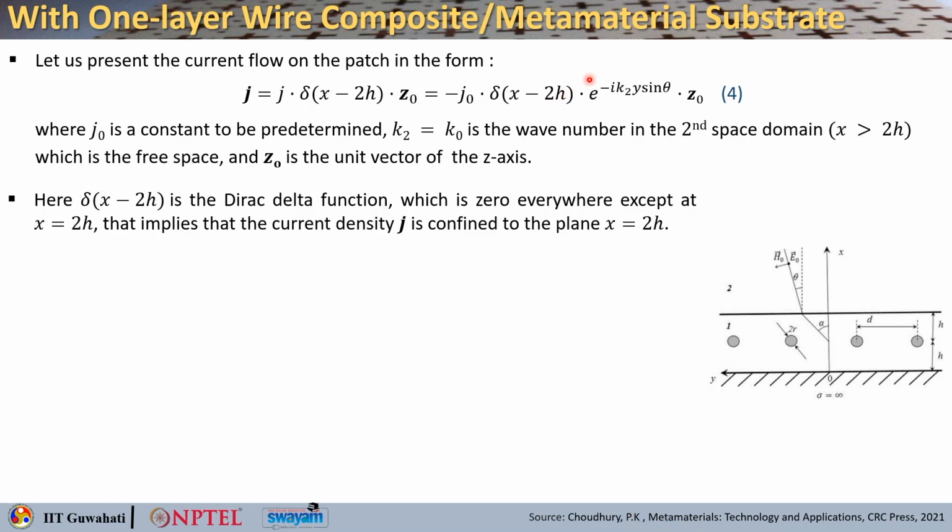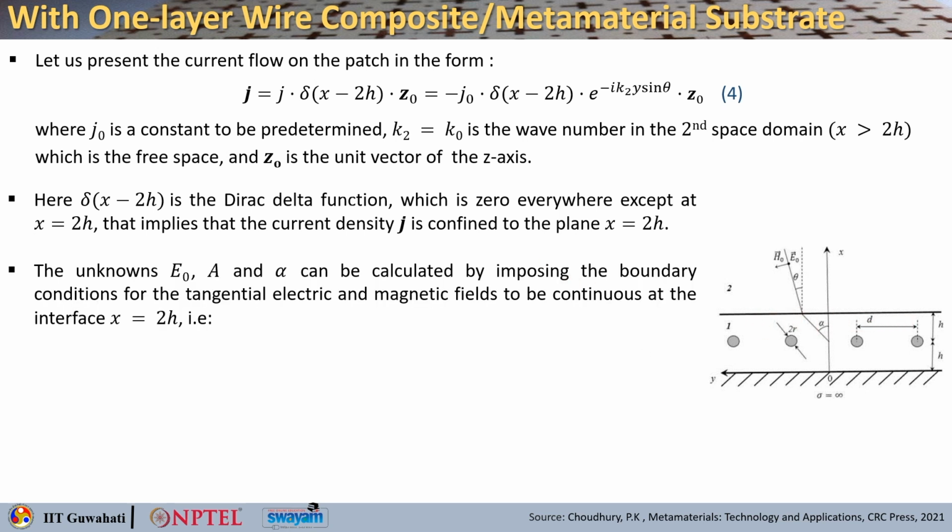Now, what is this delta function? You see a delta(x minus 2h), that is a Dirac delta function, which tells you that it is 0 everywhere except for x equals 2h. That implies that the current density is basically confined in the plane x equals 2h only. Now, a couple of unknowns are there, like E naught, A and alpha. These are to be calculated by imposing the boundary conditions for the tangential electric and magnetic fields to be continuous at the interface at x equals 2h.